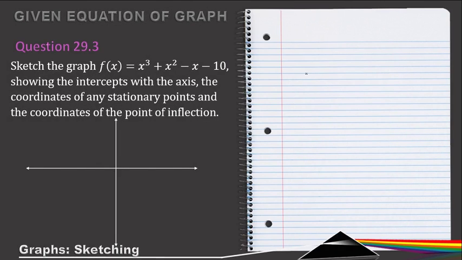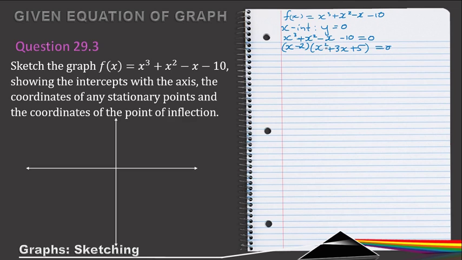Right, so now for question 29.3. In this case, we need to sketch f(x), which is equal to x to the power 3 plus x squared minus x minus 10. Okay, normal steps, x-intercepts. So for x-intercepts, we set y equal to 0. So you have x to the power 3 plus x squared minus x minus 10 equal to 0. Then to factorize, we have (x minus 2) and then (x squared plus 3x plus 5) equal to 0.